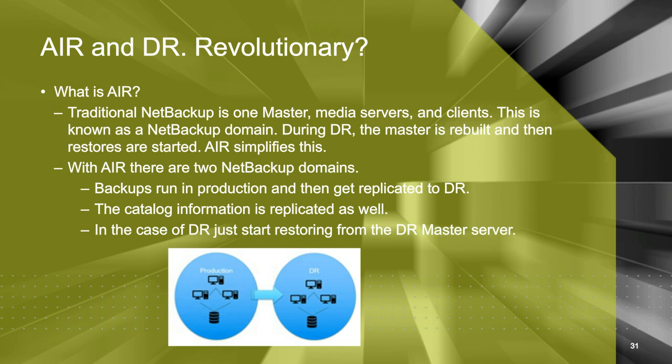And so in case of a DR, you can just start restoring right from the AIR target, your replication target NetBackup domain. And as an aside, in a case where you might have lost some data in your production, you can also restore to production clients from those DR images with a few changes.